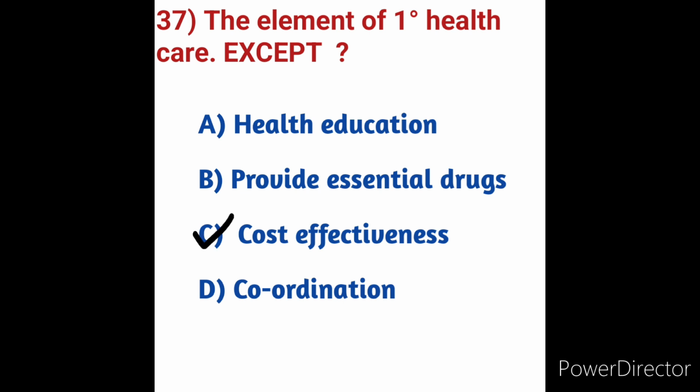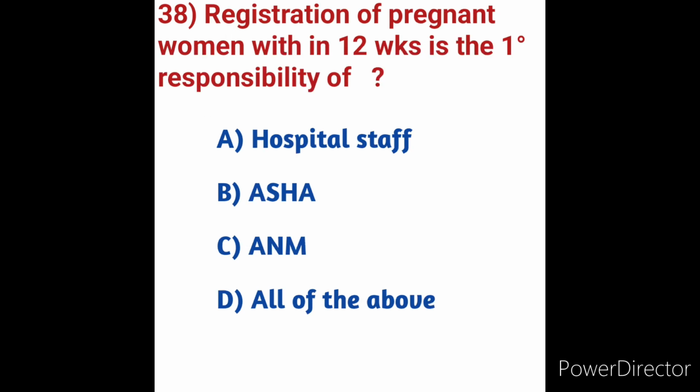Next we will move on to question number 38. Registration of pregnant women within 12 weeks is the primary responsibility of whom? Here, within 12 weeks, we have to register the pregnant women in the book. We will see the options. Option A, hospital staff. Option B, ASHA. Option C, ANM. Option D, all of the above.